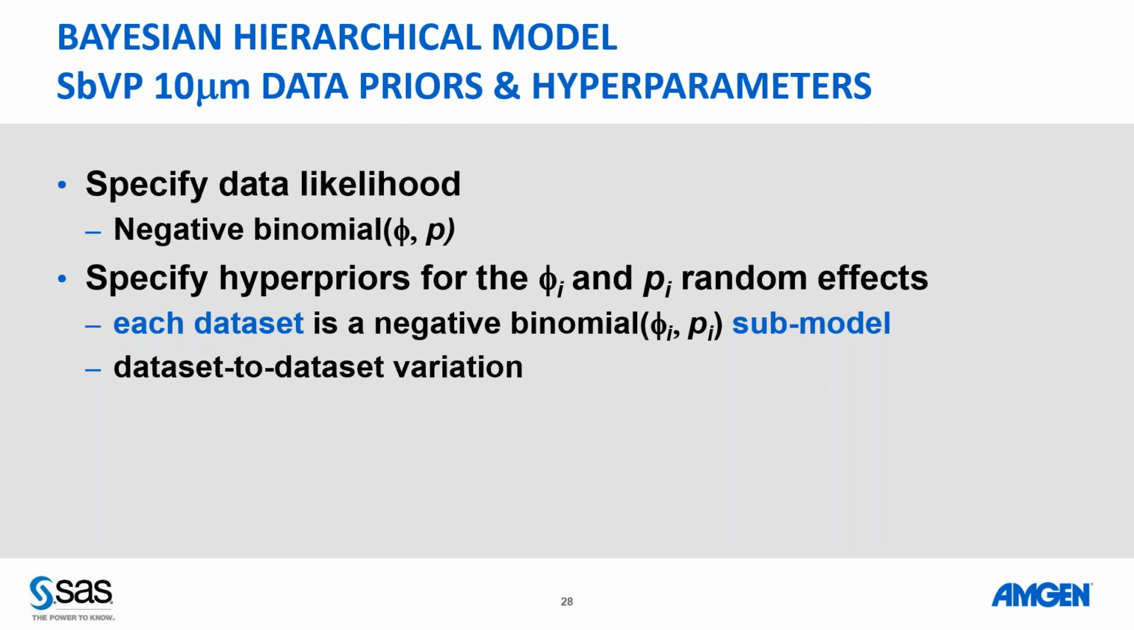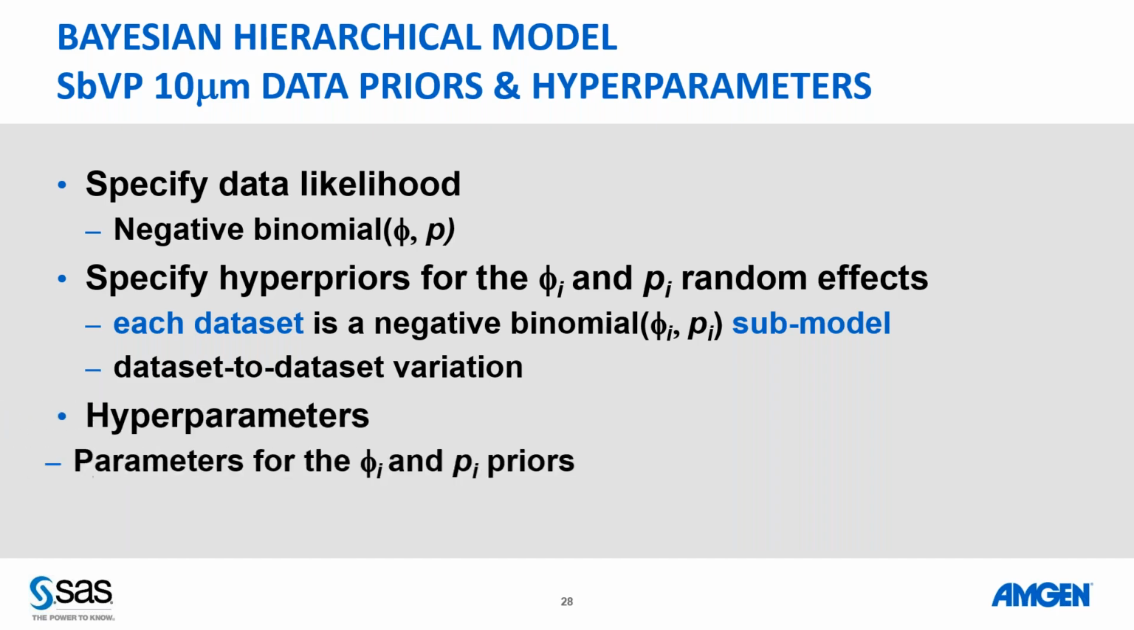We need to specify priors for the phi_i and p_i, because they are the random effects. In essence, each data set is going to have the same likelihood, so each data set is going to have a negative binomial. So you're going to have a phi_i and p_i for D1, one for D2, one for D3, and one for D4. Those are the ones that capture the data set to data set variation. If you're familiar with mixed models, this is like the E-BLUPs for the random effects. You have one for each member of that class of variation. And then we're going to have to specify hyperparameters for the priors that we're going to use there.